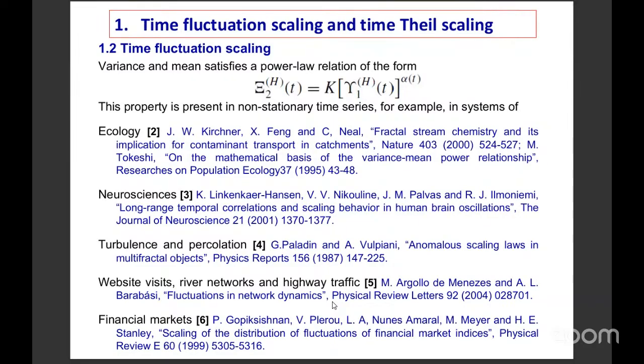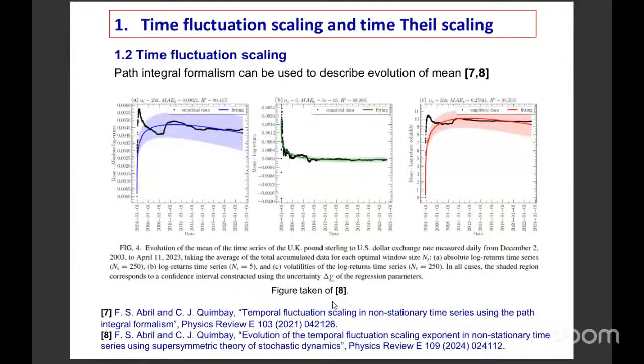This property is present in different systems, for example in ecology, neuroscience, turbulence and percolation, website visits, river networks, highway traffic, financial markets, in different kinds of systems. But it is possible to try to describe the origin of this property in the context of statistical physics.